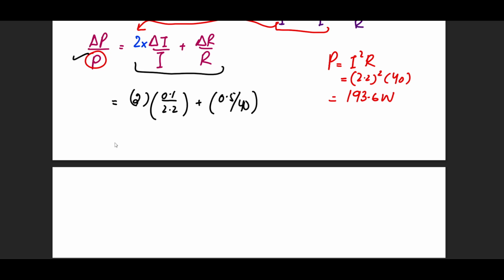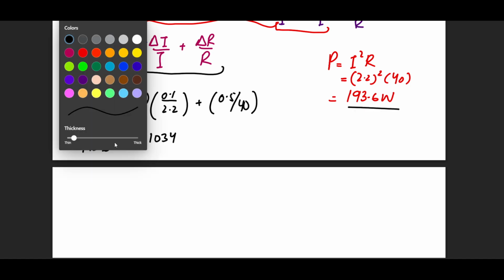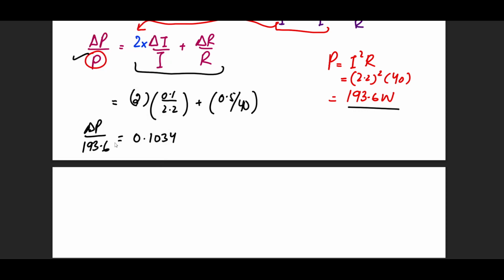So this time around, this is 0.1034, which is equal to delta p divided by the calculated answer, which is 193.6. Again, I remind you, I can take two routes from here. I can simply multiply this with 100, and it will give me 10.34% error, which will be rounded to 10% up to one significant figure, right?